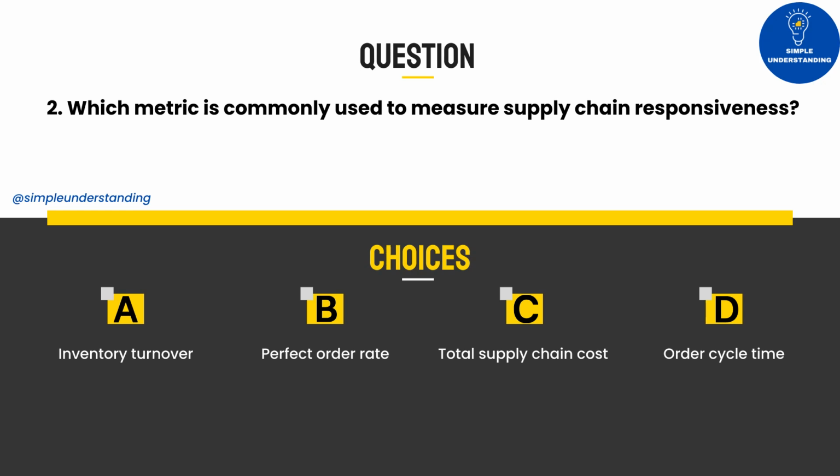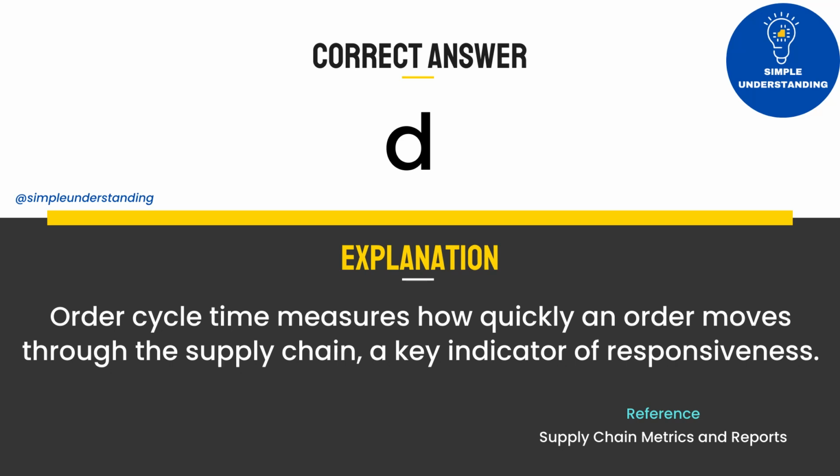2. Which metric is commonly used to measure supply chain responsiveness? A. Inventory turnover. B. Perfect order rate. C. Total supply chain cost. D. Order cycle time. Correct answer: D. Explanation: Order cycle time measures how quickly an order moves through the supply chain, a key indicator of responsiveness.